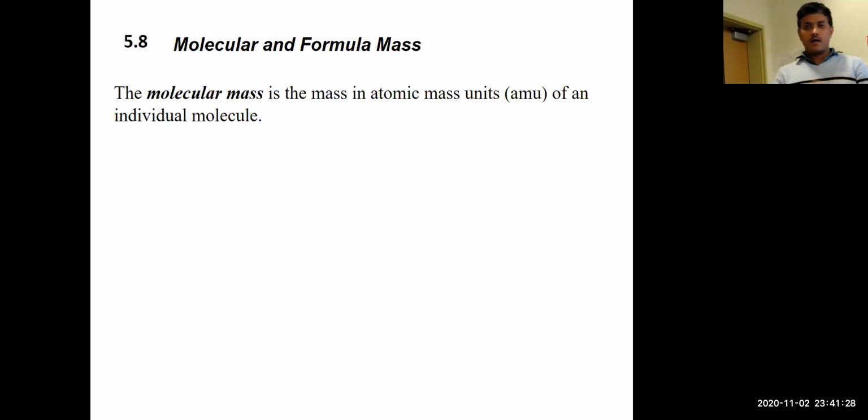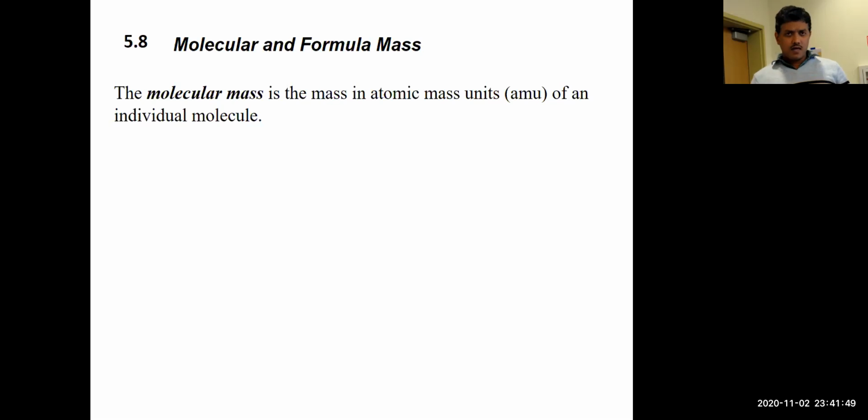Hi, welcome to part 8 of chapter 5. So from this section, part 8 and part 9 and part 10, we are going to go over mathematical details of molecules and its masses. So starting with this topic here, where we are going to identify molecular or formula mass.